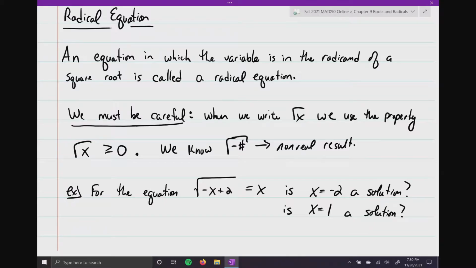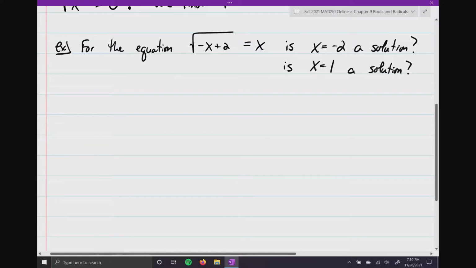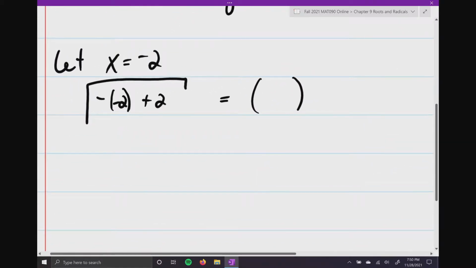So the first thing I want to do is start off with a simple question. If I have an equation, are the following solutions x equals -2 or x equals 1? Are they solutions? So for the first, we're going to let x equal -2. I'm going to rewrite the problem wherever I see the variable. I'm going to put parentheses first. Then I make my substitution.